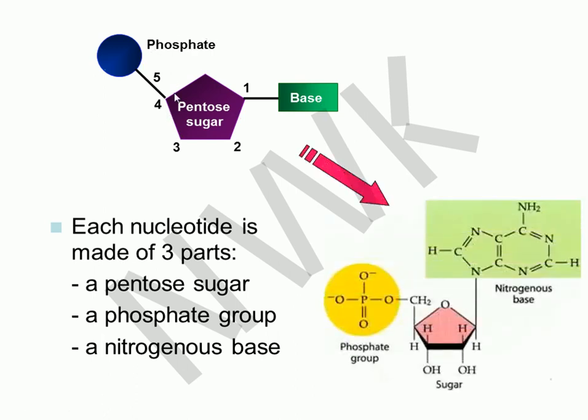In fact, the structure looks like this in reality. This is a nitrogenous base. It has the nitrogen element in its structure. And this is the pentose sugar, while this is the phosphate group.